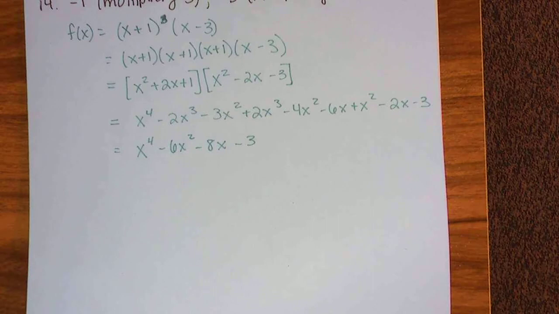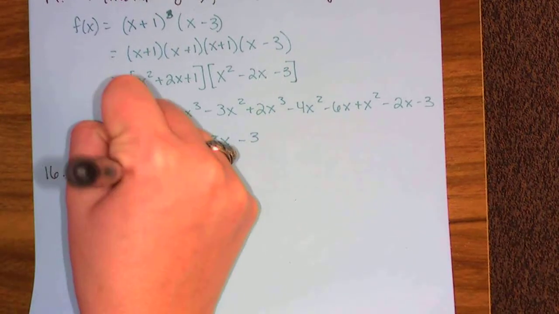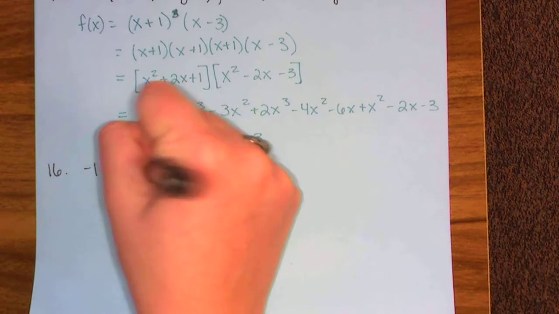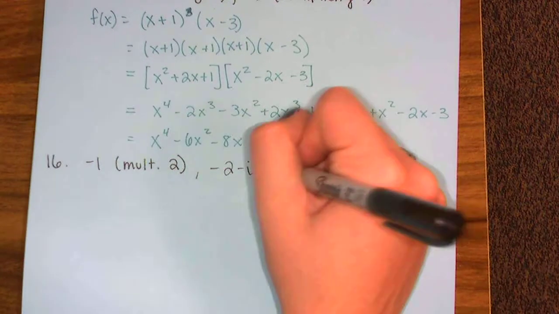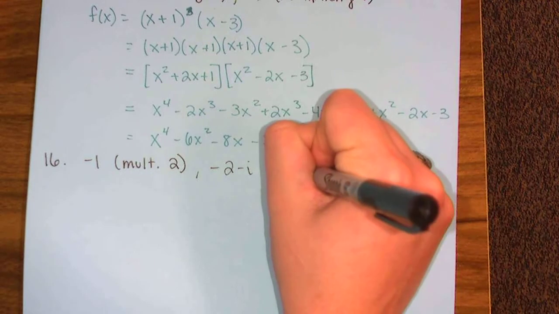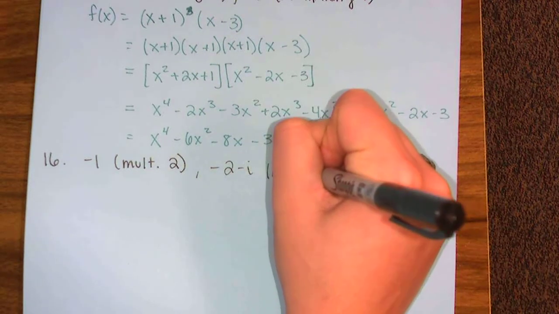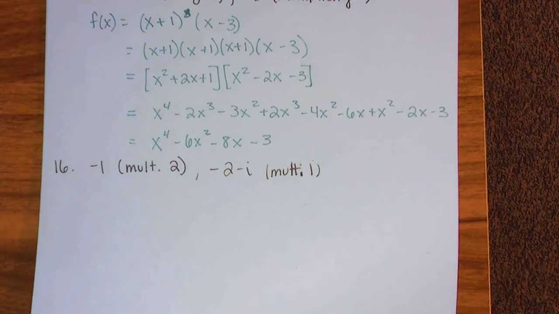We'll set up 16, but we're not going to multiply it through. You guys can do that later or just not worry about it. I just want to set up another one. -1, multiplicity 2, and -2 minus i, multiplicity 1. A lot of times I'll just write MULT for multiplicity. So if I needed to set this one up, how would I do it?